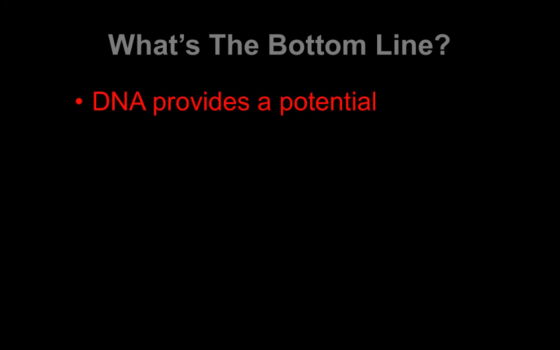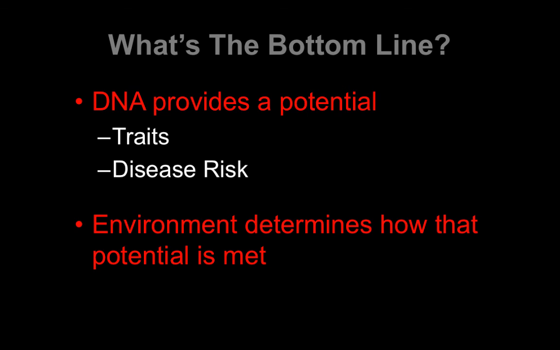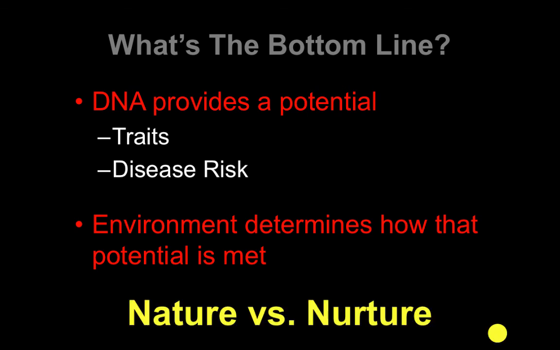So finally, let's look at what's the bottom line here. The way I think of this is DNA provides a potential. You have a potential for what your traits should look like, and you have a potential for how much of a disease risk you have. The environment, however, is going to determine how that potential is actually met. So how does your trait actually show up? Do you actually get that disease or not? That's based on the environment.